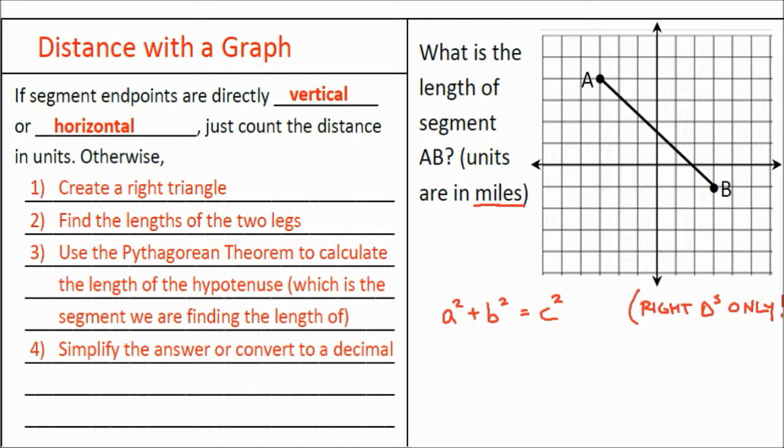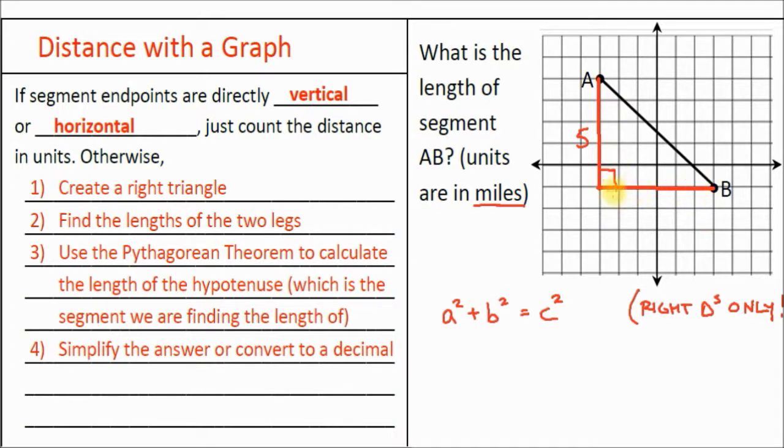All right, let's create a right triangle. I'm going to try to draw better lines here if I can. I'm going to draw a vertical line down from point A. I'm going to draw a horizontal line from point B. And you're going to see here, by doing that, I actually created a right triangle. There's a right angle right there. And now we can use the Pythagorean Theorem. Let's figure out the length of this leg. It's 1, 2, 3, 4, 5. So this leg right here is 5 units long.